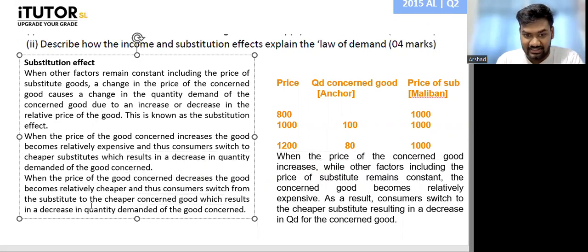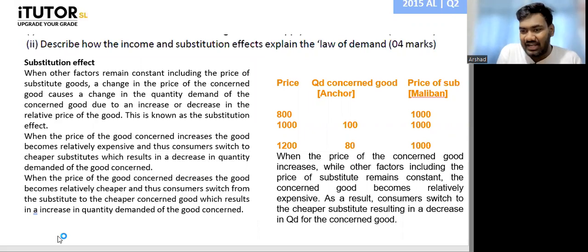So this has to be increased, no? Results in an increase, make this correction, right? Increase in quantity demanded for the concerned good. So this is a proper answer that you can give, guys.